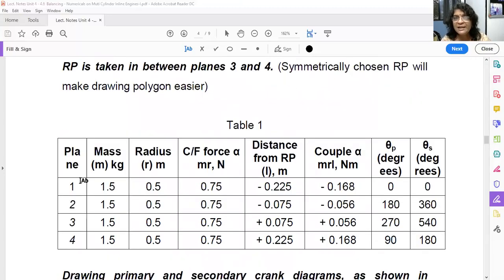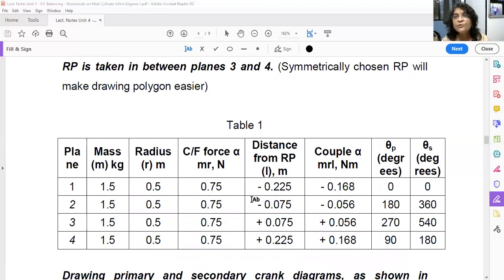So how many planes are there? 1, 2, 3, 4. For these 4 cylinders, 4 planes are there. Their mass is the same, 1.5, 1.5, 1.5. Then their radius is also the same, 0.5 meter. So what is centrifugal force? It is proportional to m into r, because omega square is already the same for all the cylinders. So here m into r is also the same, that is 0.75 Newton for all planes. Then what is the distance of each plane from the reference plane?